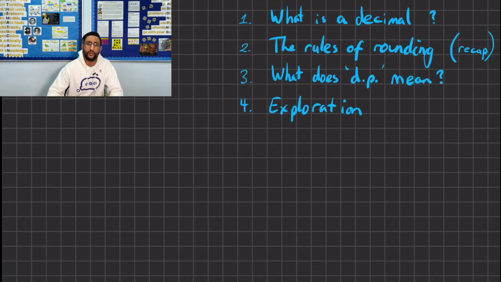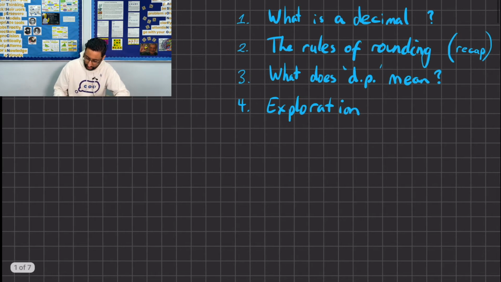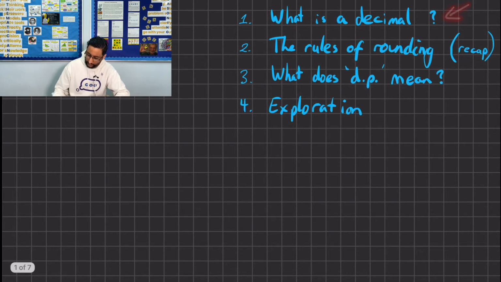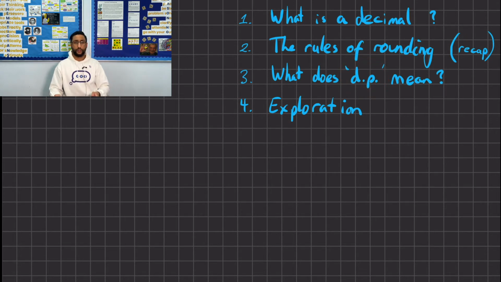So today we're going to take the concept of rounding a little bit further, and we're going to be looking at how to round decimals. We're going to go through, firstly, what is a decimal. Secondly, a very quick recap on the rules of rounding. We're going to look at what it means when it says dp. D dot, p dot, what does that mean? And then we're going to look at some questions during the exploration section.